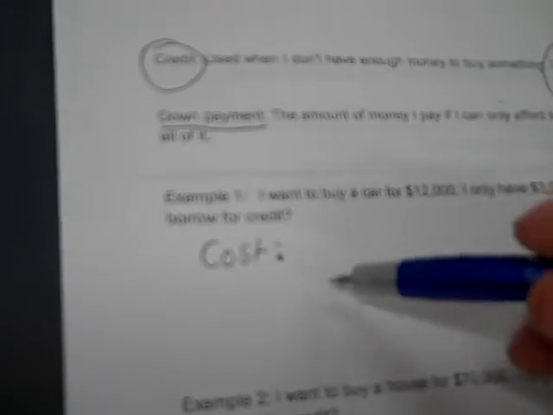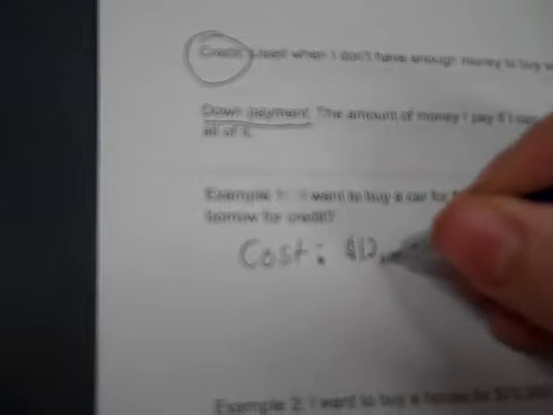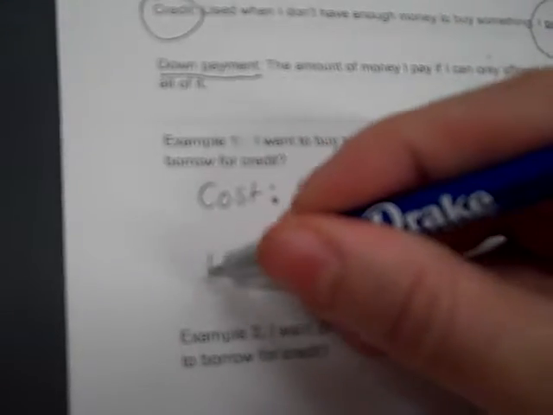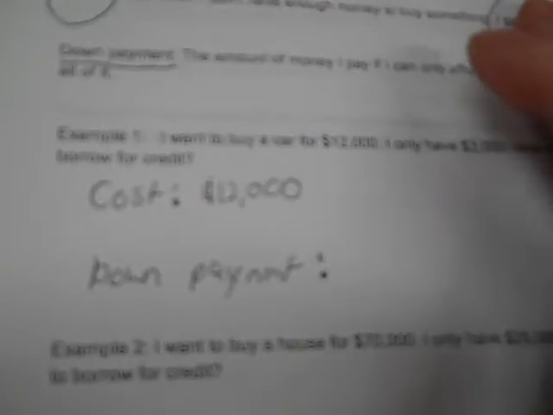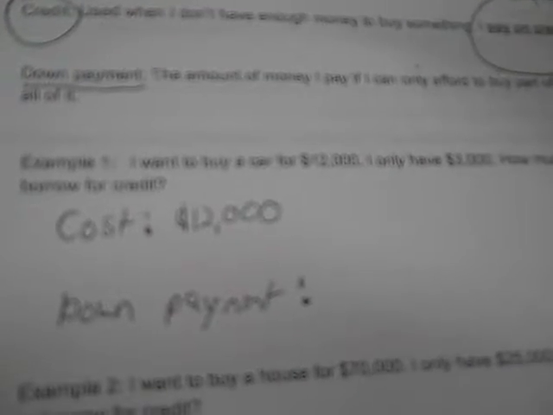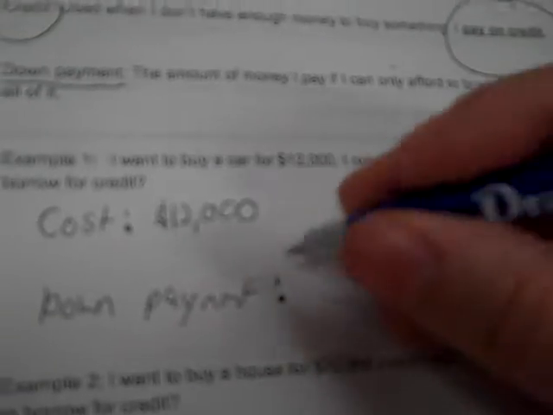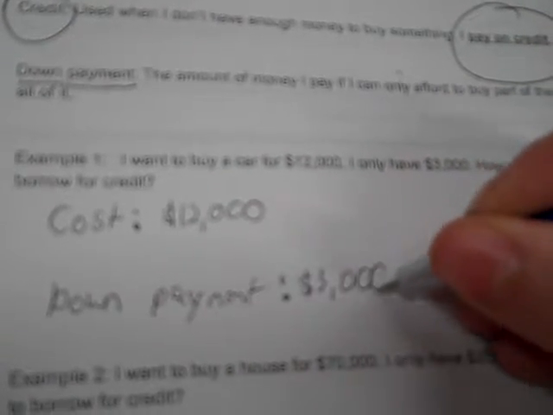I want to buy a car for $12,000. I only have $3,000. How much money do I need to borrow for credit? Okay. So a couple things I want you to analyze here. I want you to analyze the cost first. How much a car costs? $12,000. Now the next thing I want you to analyze is my down payment. My down payment, how much can I pay? How much do I have? I have $3,000, so that can be my down payment.